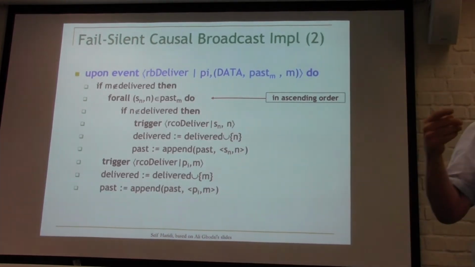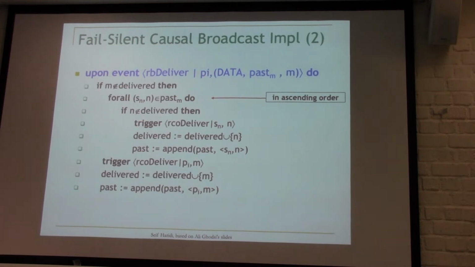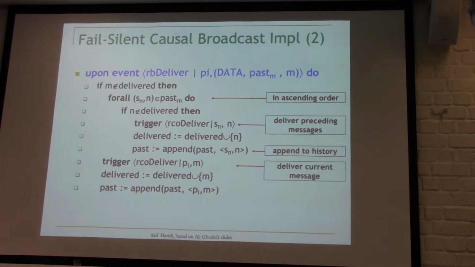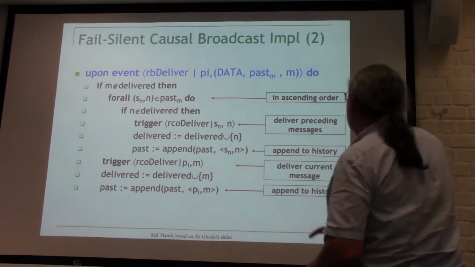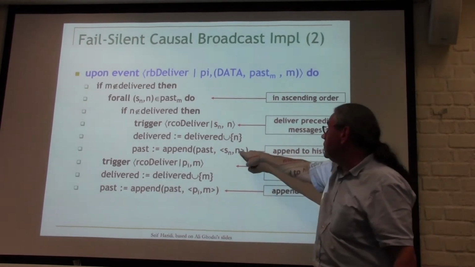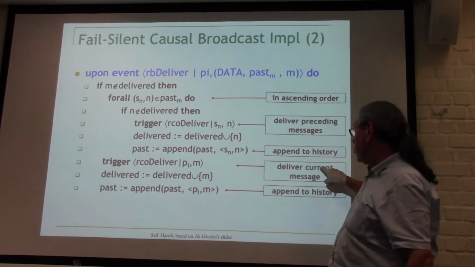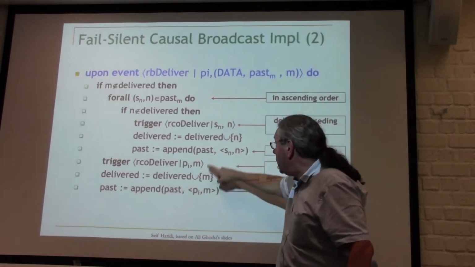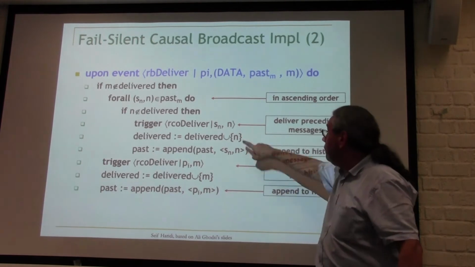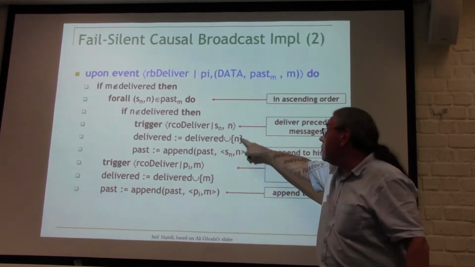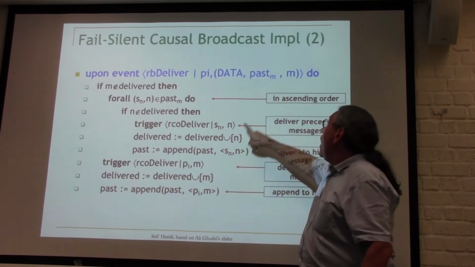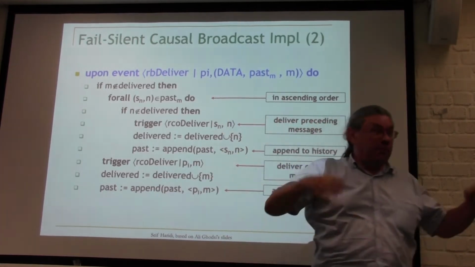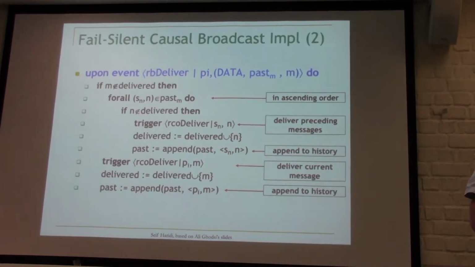So it's very logical, right? It's very straightforward and logical, isn't it? So I deliver the preceding messages. I append when I do that. I deliver the current message, M. I also have to append it. So I'm always managing my history. Whenever I deliver, I have to add something to the past. And of course, past M can be very big. That's something we talked about.